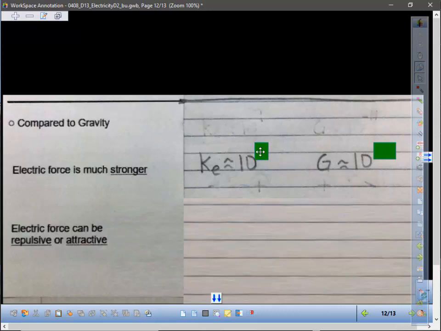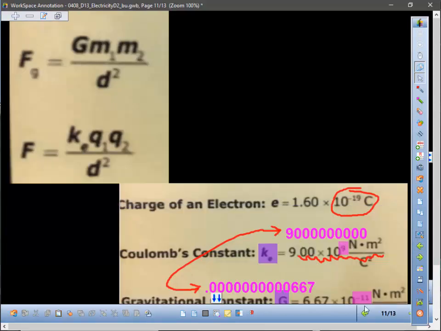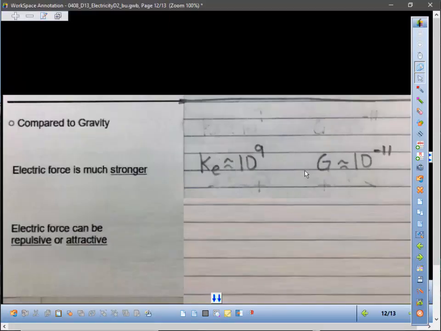Electric force is much stronger, so we know that because Ke equals 10 to the what and G equals 10 to the what? Get these off of your yellow paper. What goes here? Right, it's 10 to the 9th. Ke equals 10 to the 9th. That's why it's such a big number. Now what about big G, 10 to the what? 10 to the minus 11. Remember, it was a very small number, right? Those are the numbers we have, 10 to the 9th and 10 to the minus 11. So you can see that electric force is much stronger.